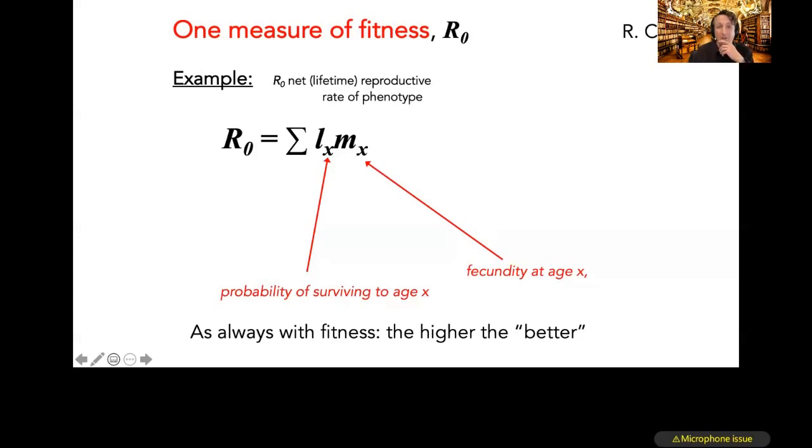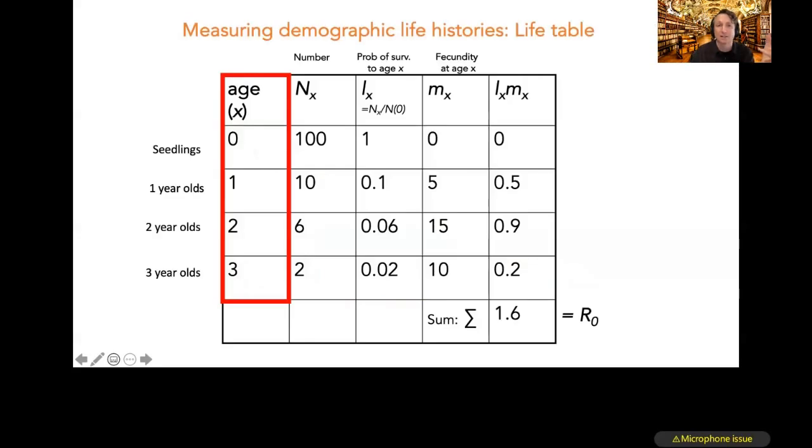Okay, R naught. Now, how do you calculate R naught? I'm going to give you a simple way of doing this. This is what demographers do, right? If you study demography, you could go into working with, say, an insurance company, an actuary, right? And they want to know what your probability of living and dying is at different ages. And they sell you life insurance based on this. Well, as biologists, we use similar things, but we measure demographic life histories and life tables.